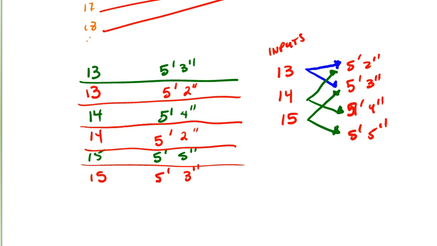Now you'll notice in this situation when I say an input 13, I don't have exactly one output. My answer or response to my output could be 5'2" or 5'3". This makes this relation no longer a function because I don't have exactly one output for each of my inputs. Each of my inputs has two outputs.